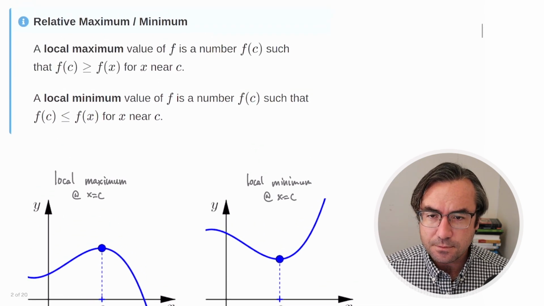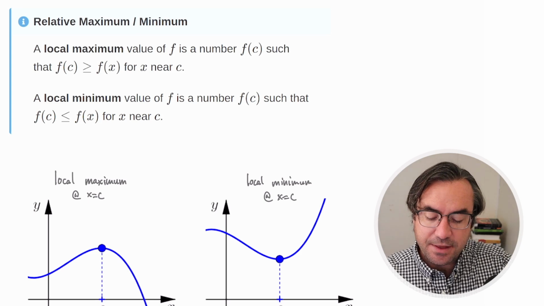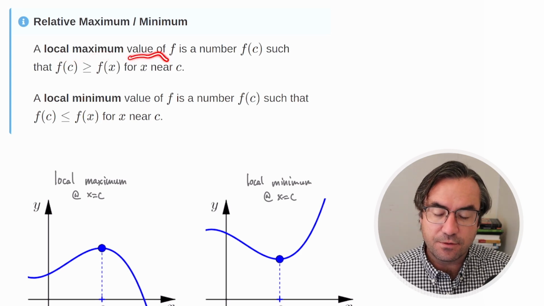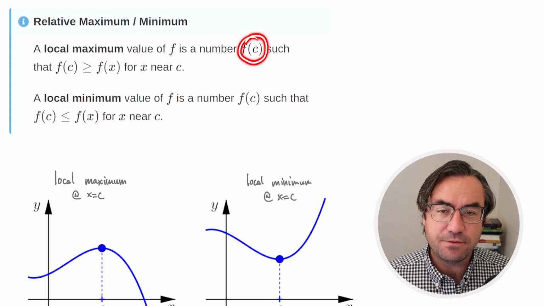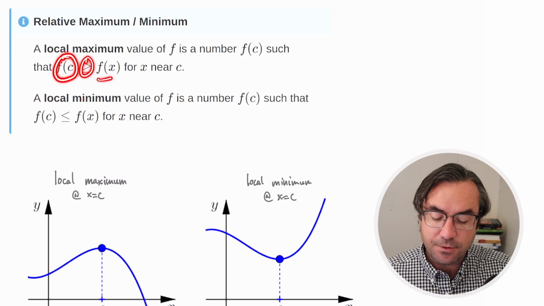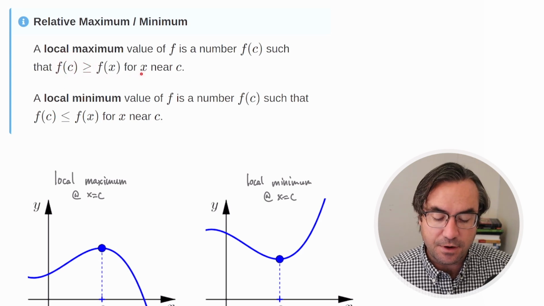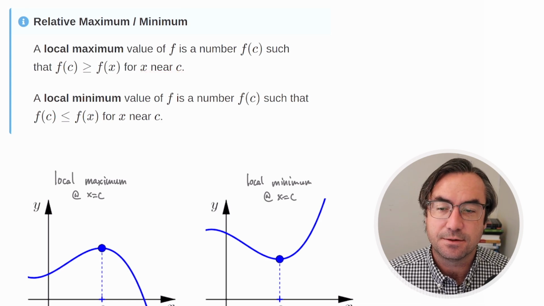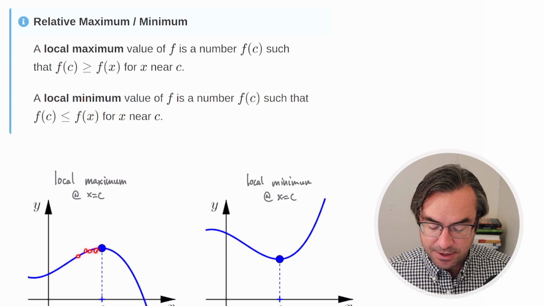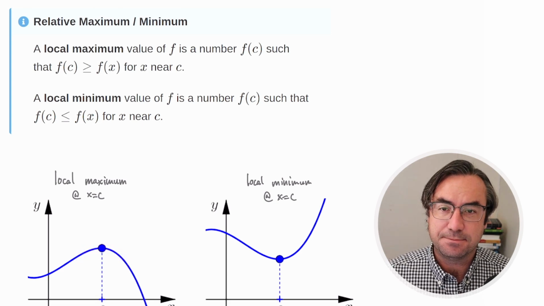So the precise definition using inequalities: we say that a local maximum value of our function is the function value f of c, and f of c is greater than or equal to all of the surrounding function values, for x near c. So for all these x values that are near c, that one point is the biggest.